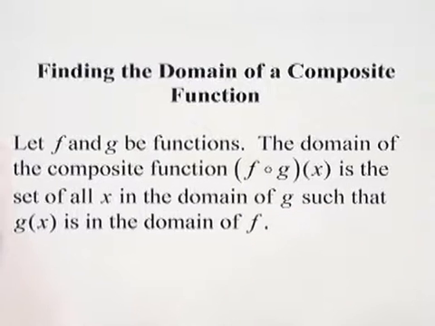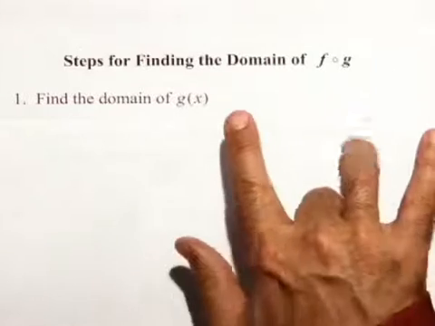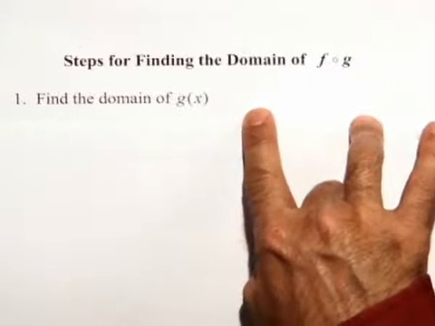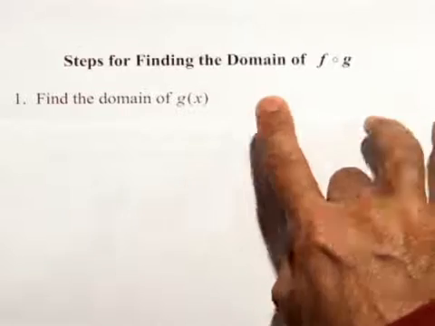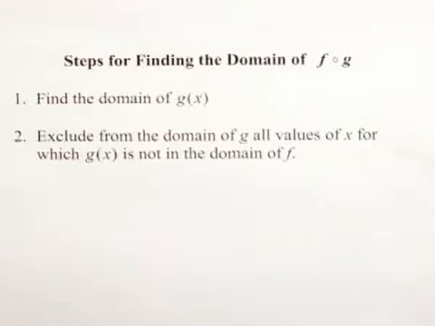Now there's a couple steps that we're going to follow when we find the domain of the composite function. And let's talk about those real quick. The first step will always be to find the domain of g. Again, once we find the domain of g, the domain of the composite will be a subset of that domain. Next, we will exclude from the domain of g all values of x for which g of x is not in the domain of f. I think it's best shown with an example, so let's take a look at an example.